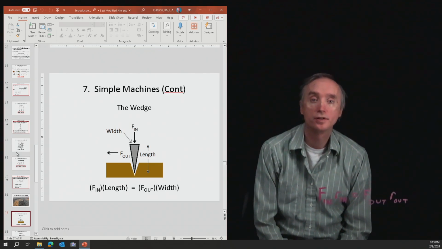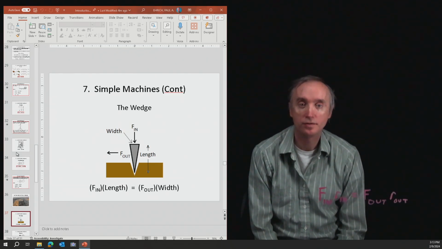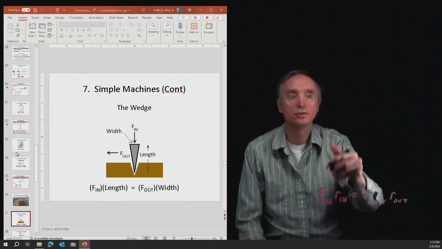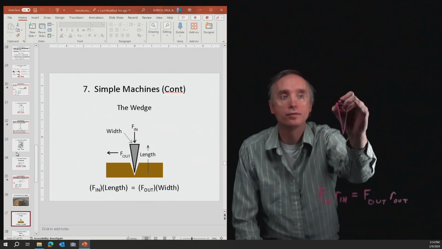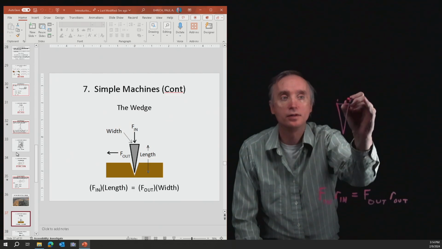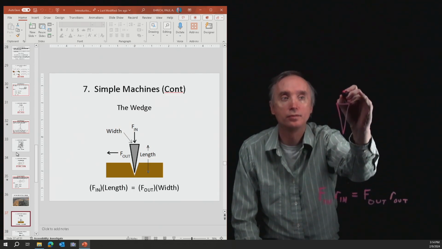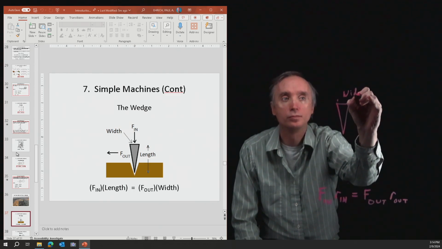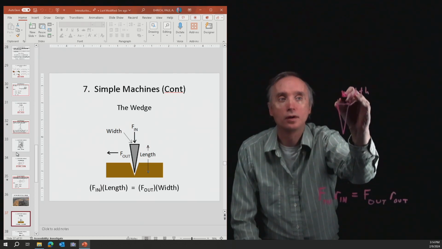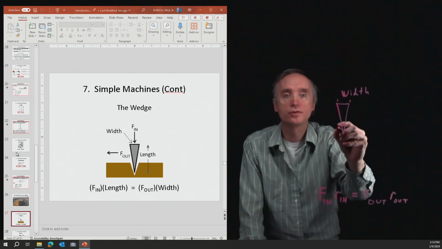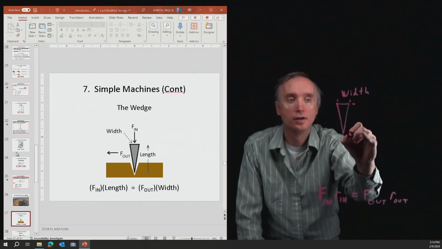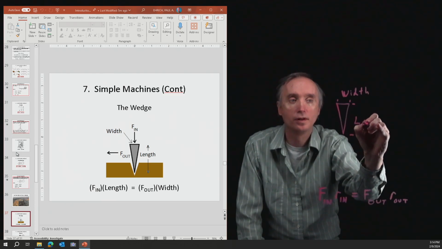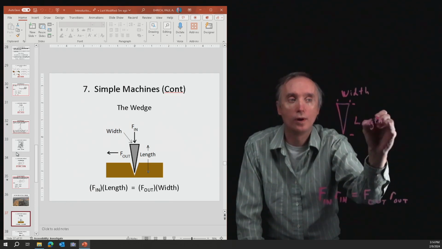Okay, now we're going to continue our discussion of simple machines by talking about the wedge. A wedge is going to have a certain width, so the distance from here to here. That's going to be the width. And then it's also going to have a certain length, L. So the distance going from here to here is going to be the length of the wedge.